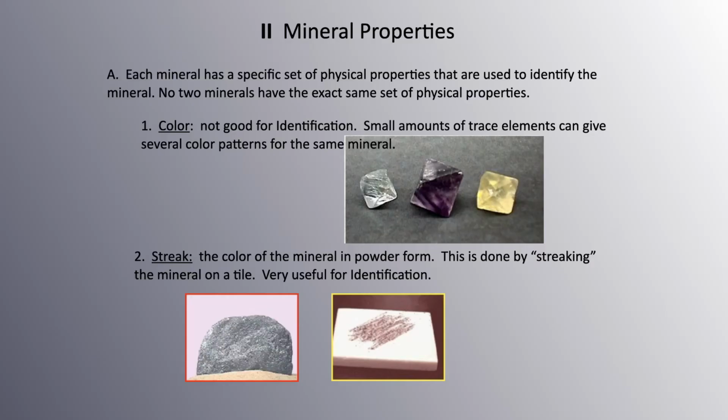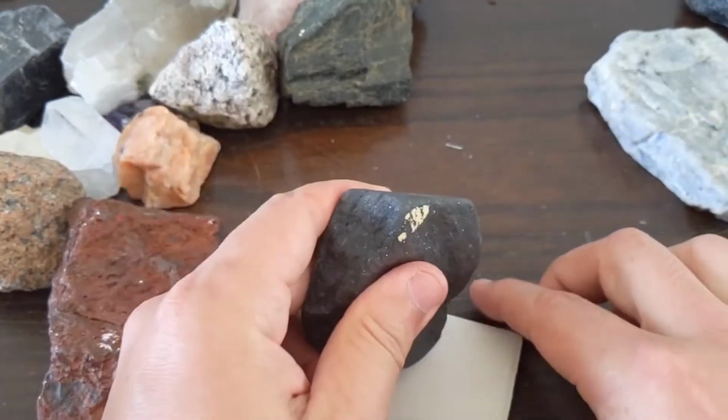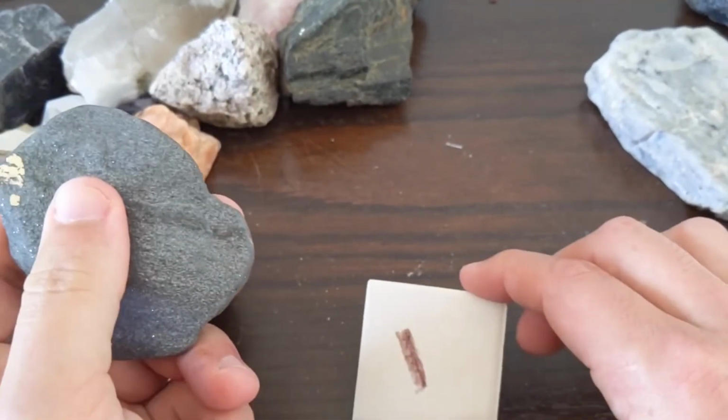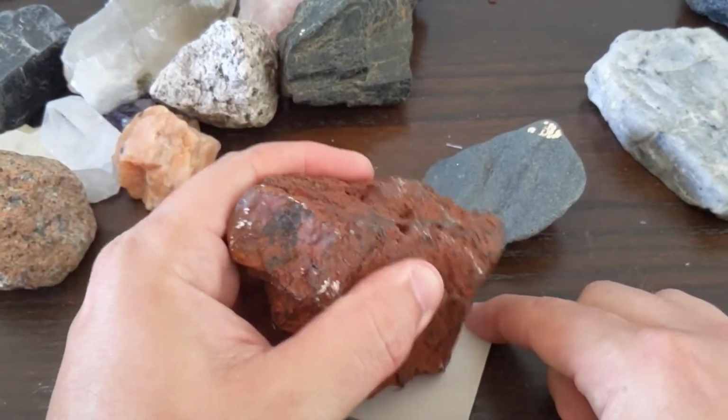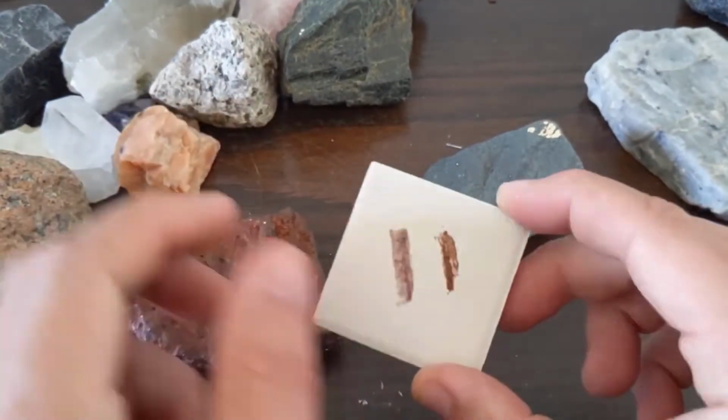The second physical property is streak. And streak is a really good way to identify a mineral. The streak of a mineral is the color of the mineral in a powdered form. So how do you get a mineral to be a powder? You take the mineral and you rub it against a tile that we call a streak plate. Some minerals will leave behind a powder on the tile, and that's what we call their streak. And that powder is a good indicator of the mineral's name.